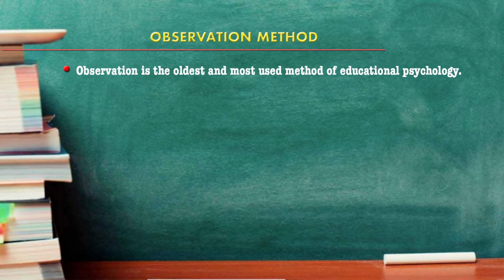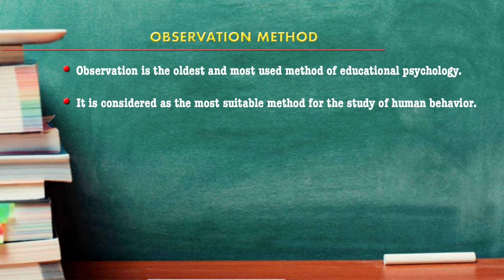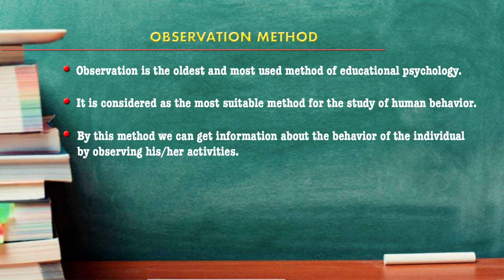So here, observation is one of the oldest and most used methods in educational psychology. It is a very suitable method. You can study different types of human behavior with this method, and with this method we can get information about the behavior of the individual when we observe.